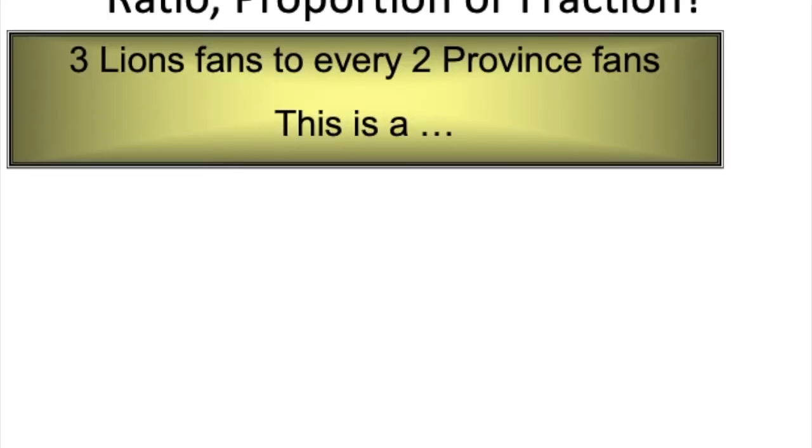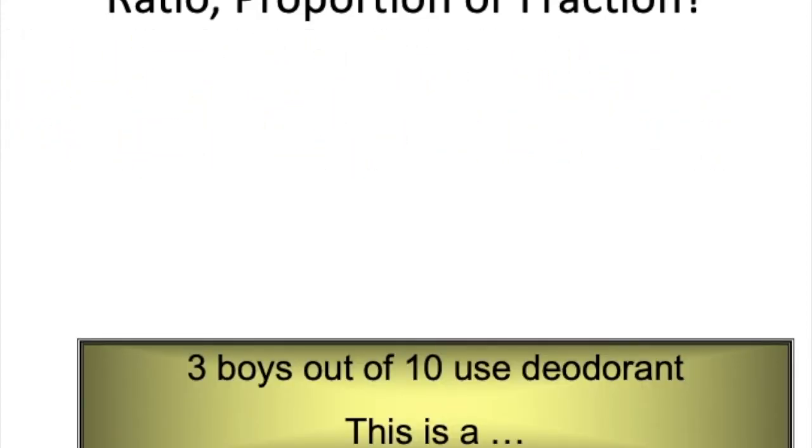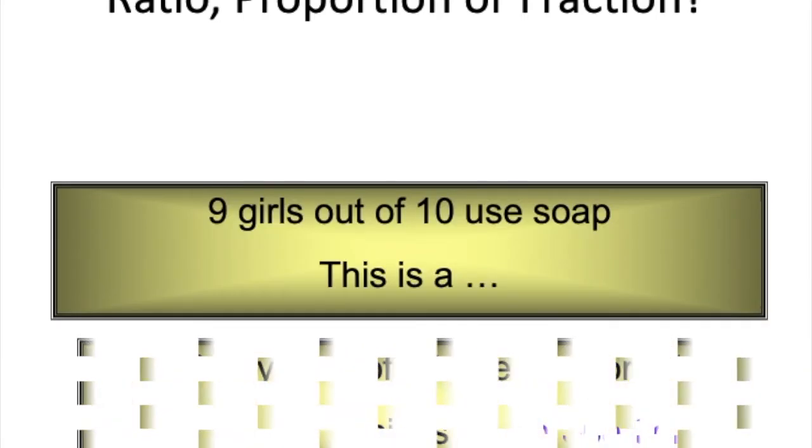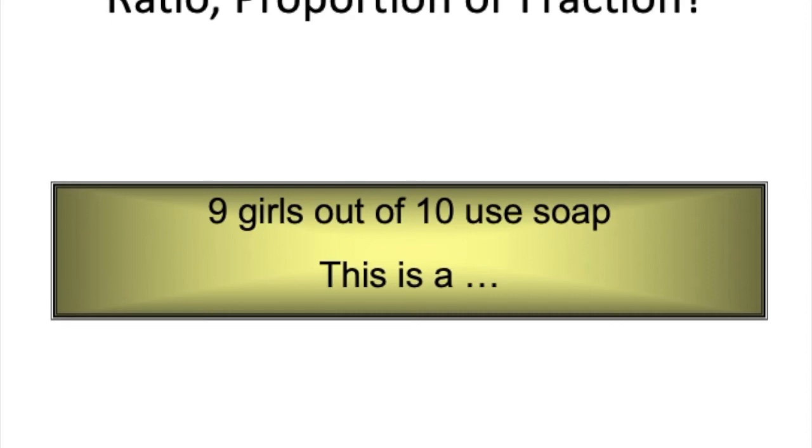Continuing with that exercise, if you have 3 lion fans to every 2 province fans, what would that be? A ratio. 3 boys out of 10 use deodorant. That is a proportion. 9 girls out of 10 use soap. That is a proportion.